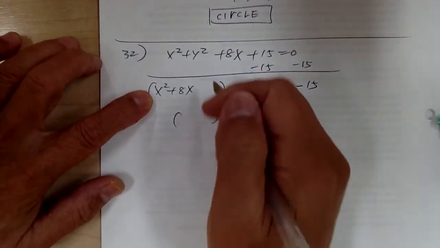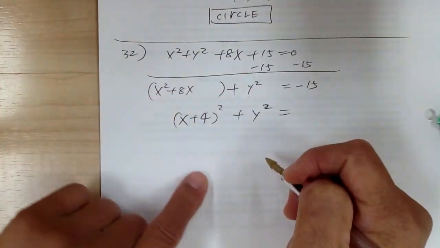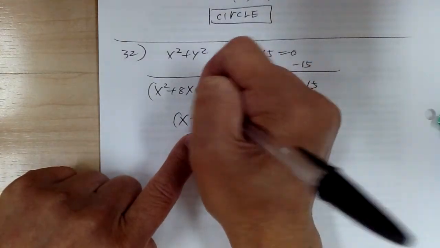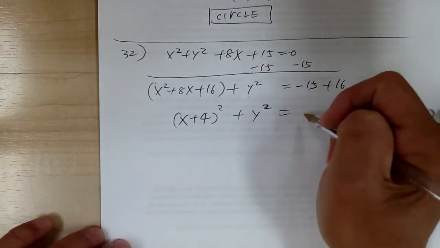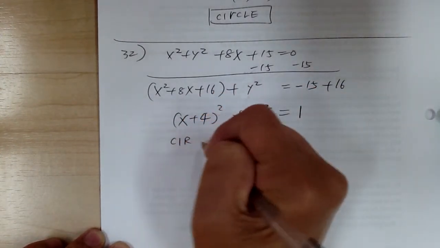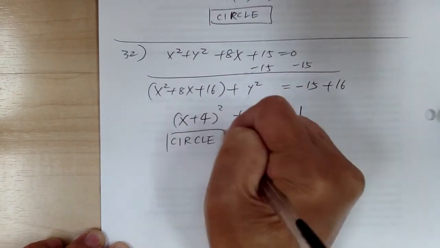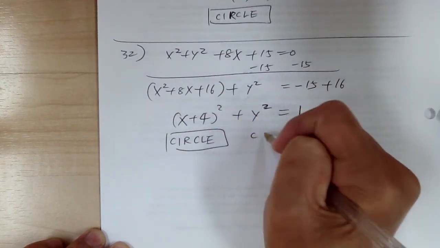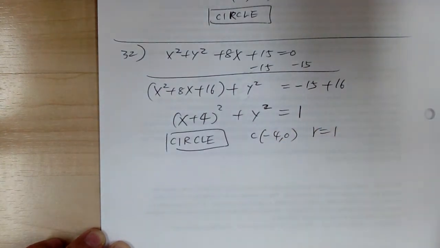So from the x squared, I get x. From 8x, I get plus 4. So the blank space would be plus 16. So I need to add 16. So I would get 1. So in this case, again, it's a circle. And the center is going to be at -4, 0, and the radius equals 1. Okay, so those are additional information.